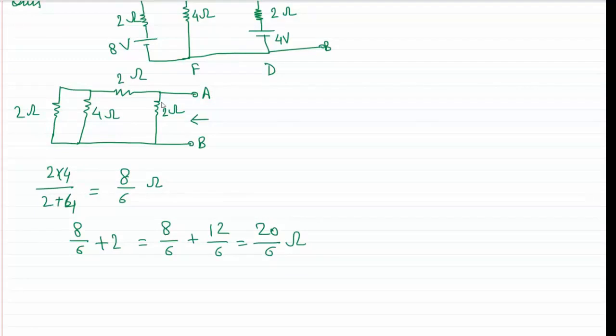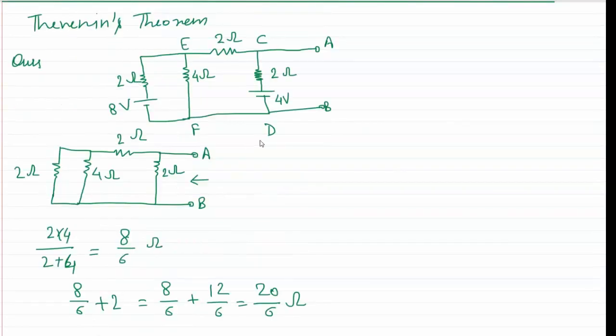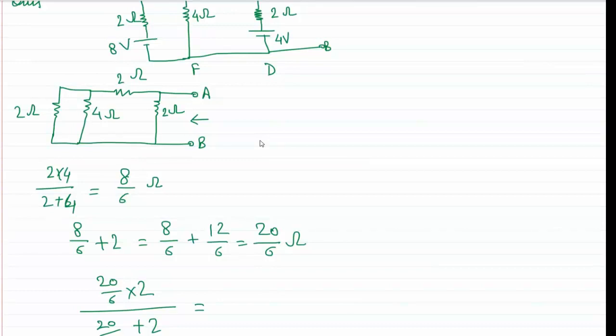Now again this particular resistance is 20 upon 6 ohm. It is in parallel with 2 ohm. So 20 upon 6 multiplied by 2 divided by 20 upon 6 plus 2. This is the short method I am doing directly, because these questions like calculate the Thevenin's equivalent circuit should not take more than 2 minutes for you to solve. If you have to write every step in the examination, then it will take some time, suppose 5 minutes, but not more than that. If it is an objective type of question, then it is quicker.